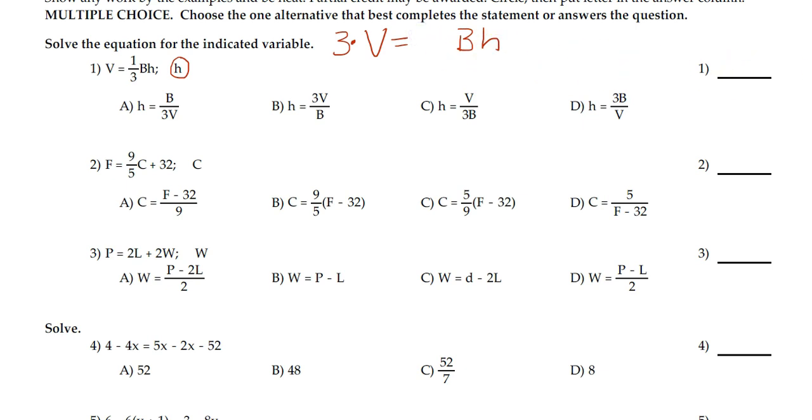And to solve for H now, we have B times H. So B is a factor, H is a factor. We can divide factors out. Here now the B's will cancel out, and we get H. I can clean that up a little bit. No, I lost the H. H equals 3V over B. And here we have the answer.